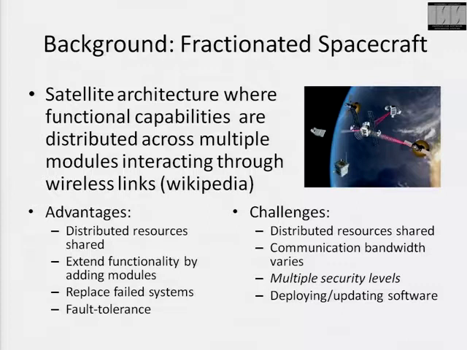One of those is the same as one of the advantages: distributed shared resources. How do you not get into distributed deadlocks? How do you make sure things are secure? The communication bandwidth varies between the satellites and the ground. How do you make sure that the quality of service requirements requested by applications for their communications are met, or even satisfiable?